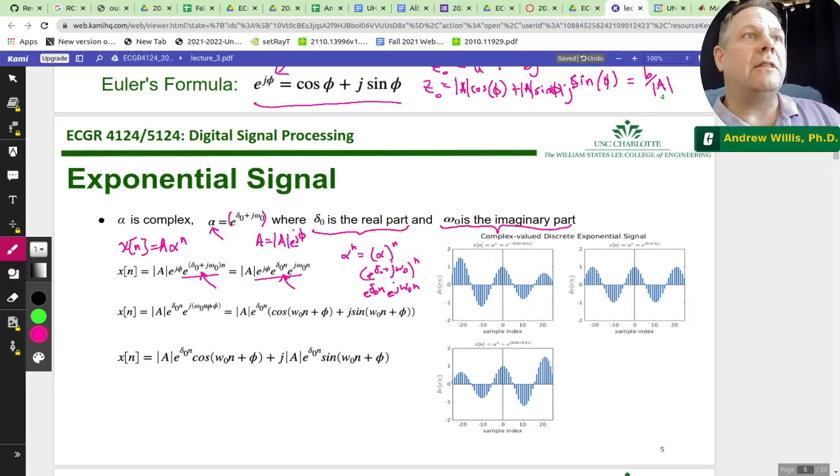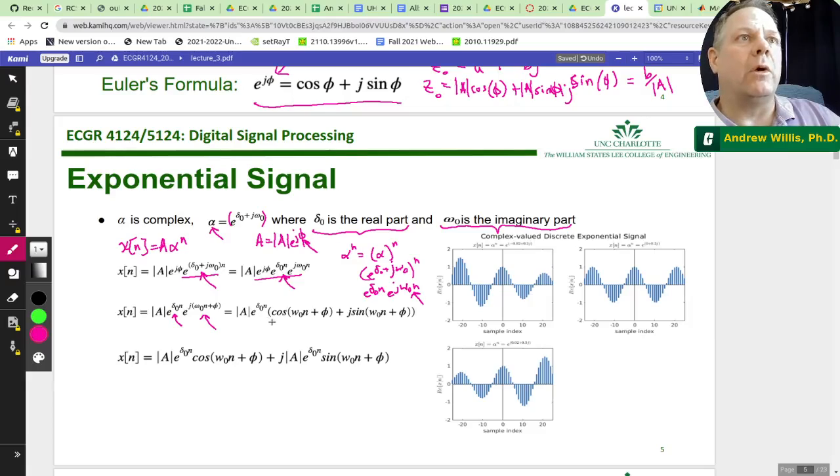So having done that, we can take the phase component that's present in A and the phase component that's present in omega naught n and combine them. And so we get that term there. We get the real valued component there.